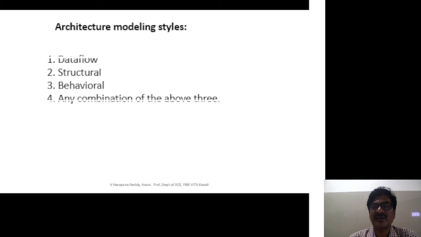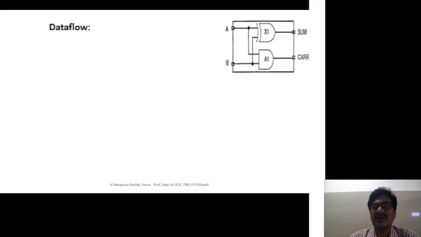Now let us take one example, say, half adder. Here you can observe the four different styles of architecture body: data flow, structural, behavioral, and any combination of the above three. Then coming to the data flow model first, let us see how to write the architecture body in data flow style. Let us take the example of half adder.